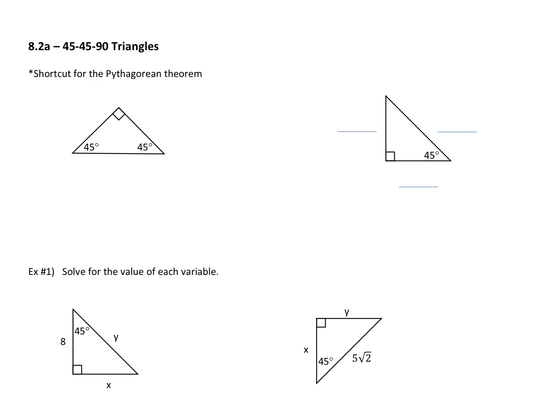Right? Pythagorean theorem was a squared plus b squared. Are we on 6.82 A or B? A. Okay. So we learned a squared plus b squared equals c squared, right?